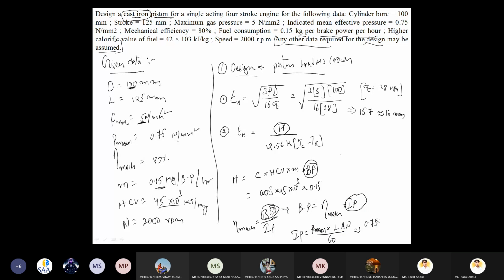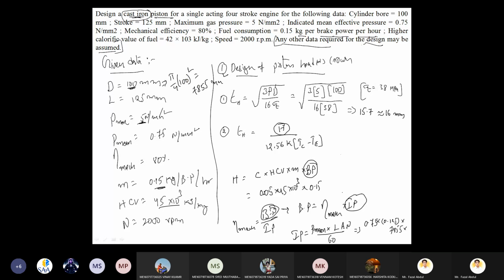In terms of meters, 0.125 into area. So how much is the area? Again, I am calculating the area as pi by 4 into d square. d square is 100 square. So how much? 7855 mm square. So that area we need to substitute here in terms of mm square, 7855.